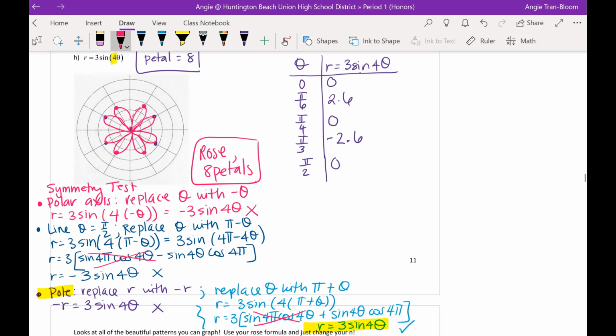Okay. So if this is somewhat okay, it's not the best graph, and here's why. And this is the part where I just want you to look at it.